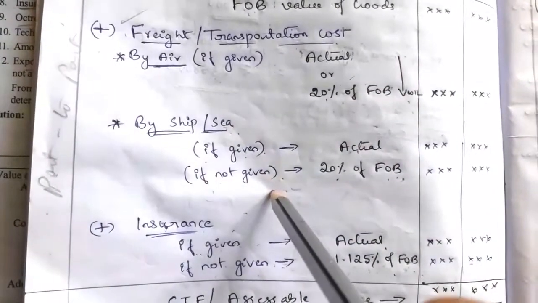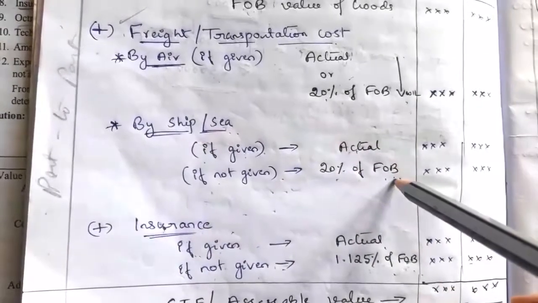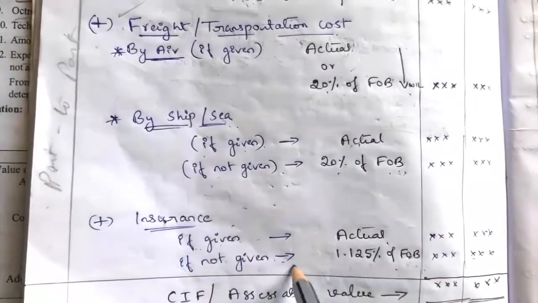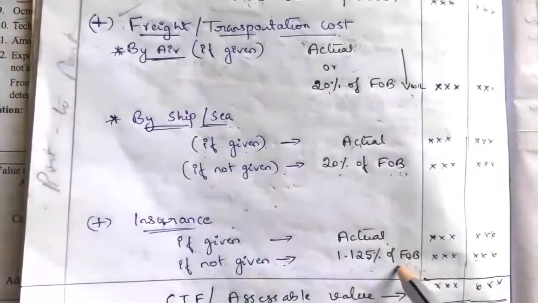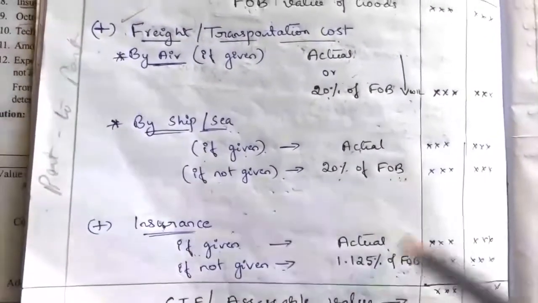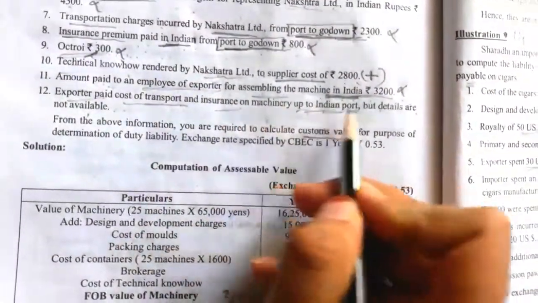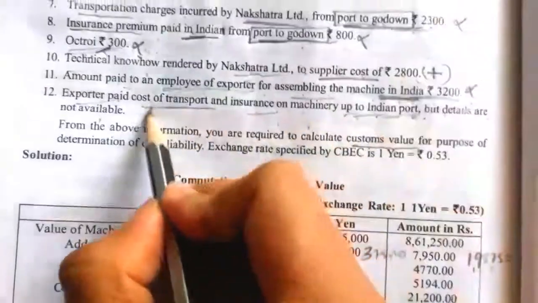If not given, the rule we have to apply is that we have to take 20% of FOB. And even for the insurance, if not given, we have to take 1.125% of FOB. So that is about the freight and transportation, or transport and insurance up to the Indian port, which should be added after FOB.